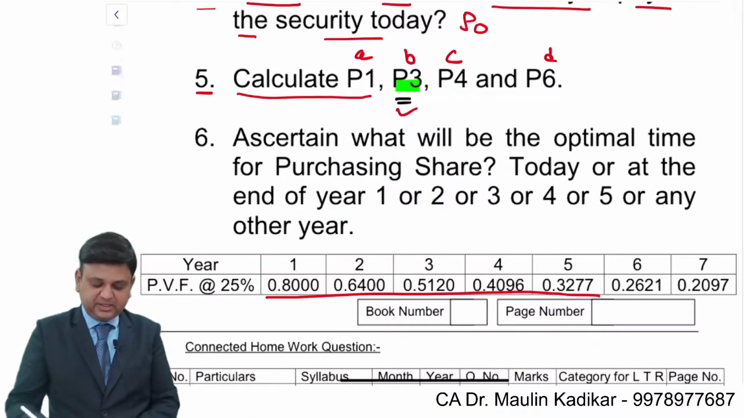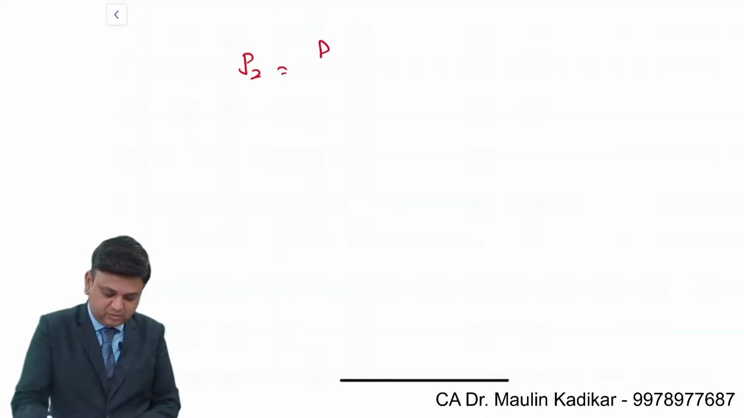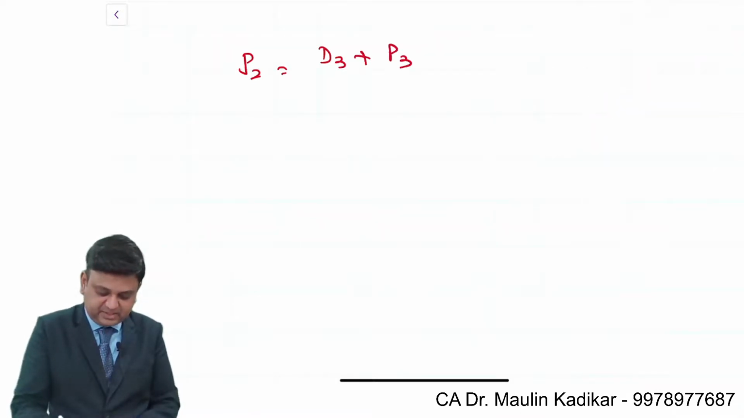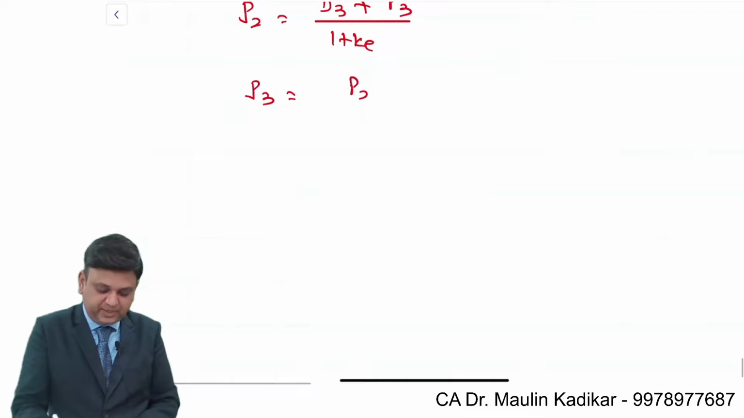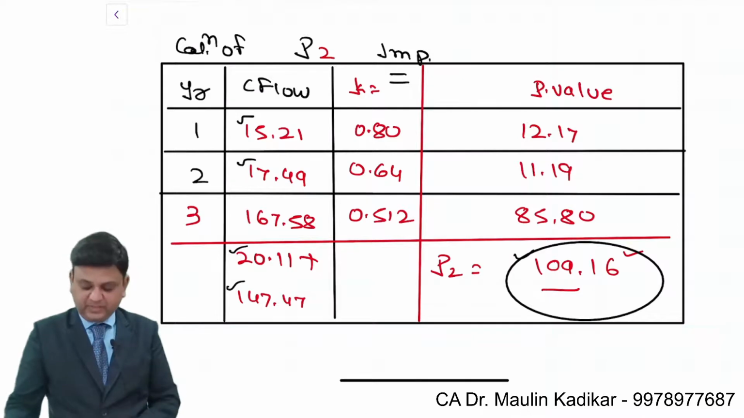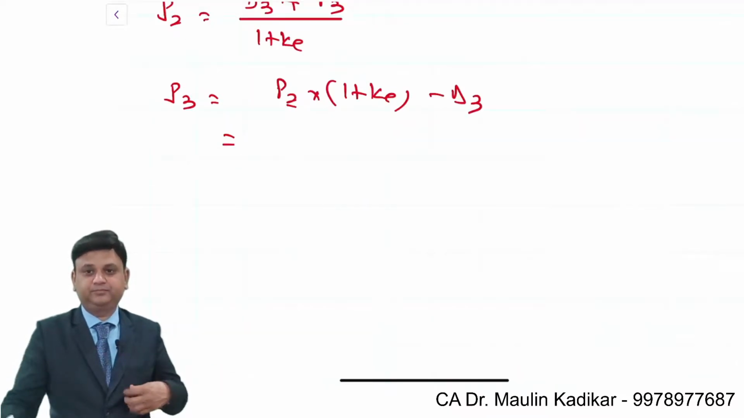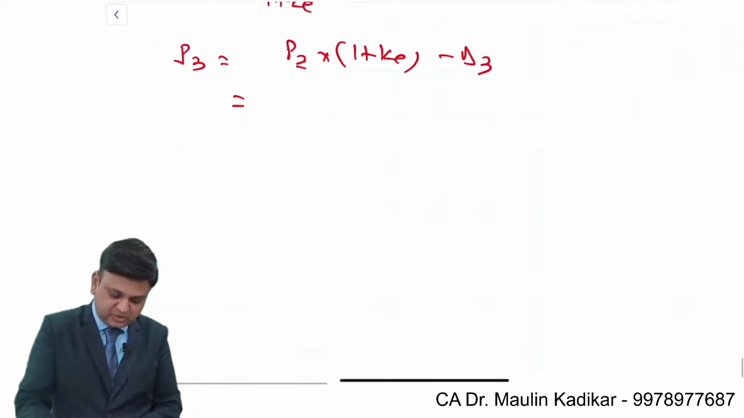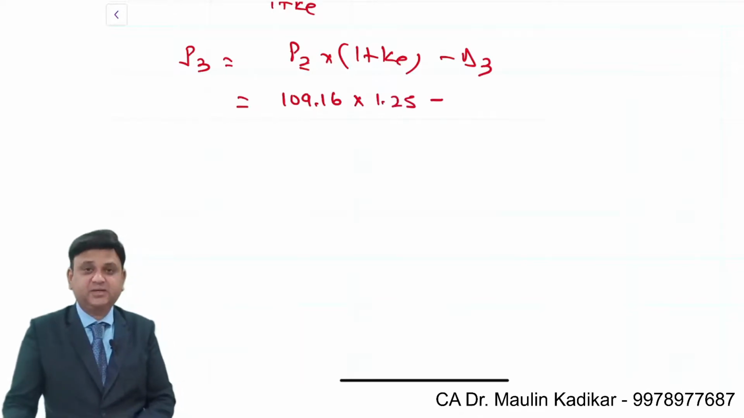Now if you want to compute the P3 with an alternative method, it can be computed like this. P2 is equal to, write an answer along with me, D3 plus P3 divided by 1 plus K. So we understand that P3 is equal to P2 into 1 plus K minus D3. What is the second year price? Friends, the second year price has already been found by us. It is 109.16. So it is 109.16 into 1.25 minus third year dividend.